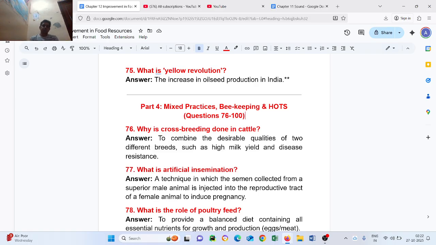Question number 76. Why is crossbreeding done in cattle? Answer: to combine the desirable quality of two different breeds such as high milk yield and disease resistance. Question number 77. What is artificial insemination? A technique in which the semen collected from a superior male animal is injected into the reproductive tract of a female animal to induce pregnancy.